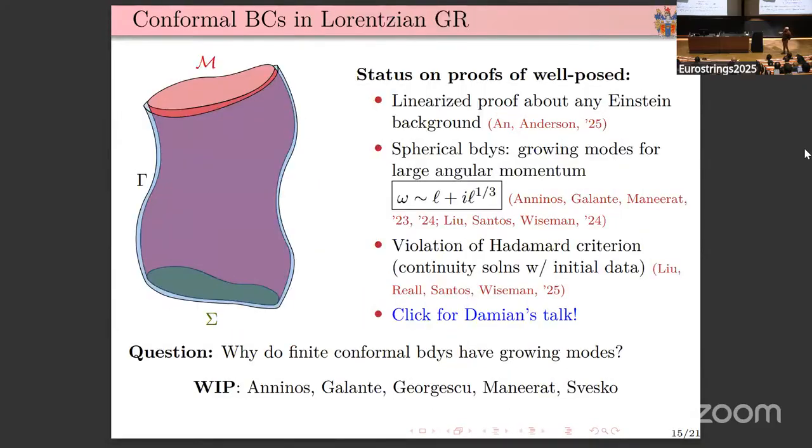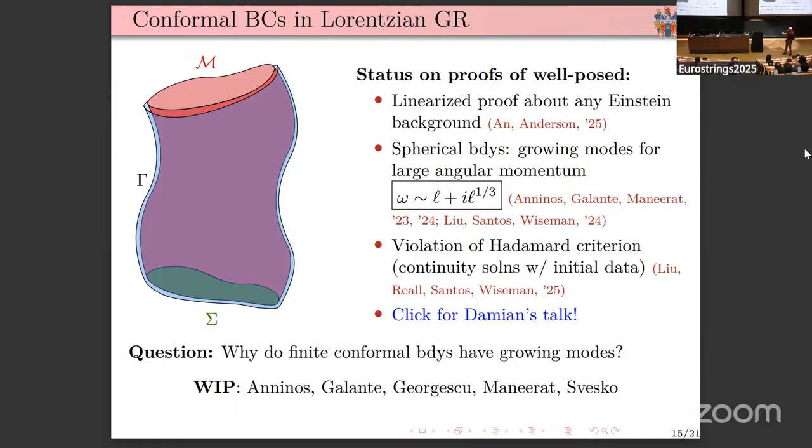Okay, so let me just have a one-slide summary of the status of well-posedness of these boundaries in Lorentzian GR. Just very recently, a few months ago, it was proven by Andy and Anderson that they satisfy a linearized proof for any Einstein background. I should say, initial boundary value problem. It turns out that nonetheless, for spherical boundaries, you have these growing modes at large angular momentum. And these growing modes were used by Liu, Santos, Wiseman, and Real to show that there is actually a violation of the so-called Hadamard criterion, which basically just says if you perturb your initial data, you can have wildly different solutions.